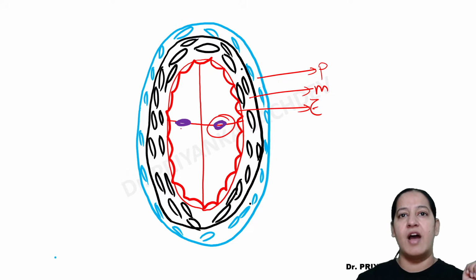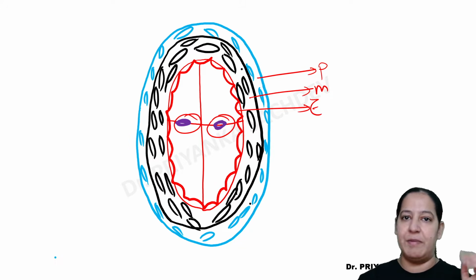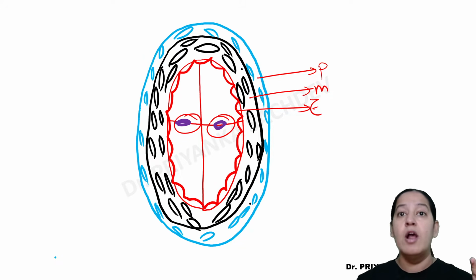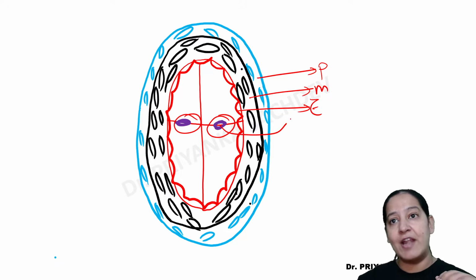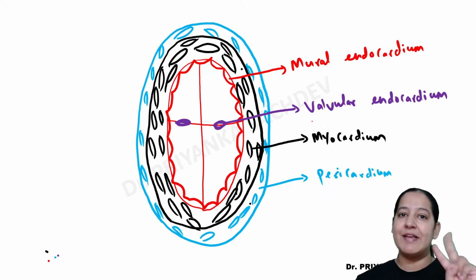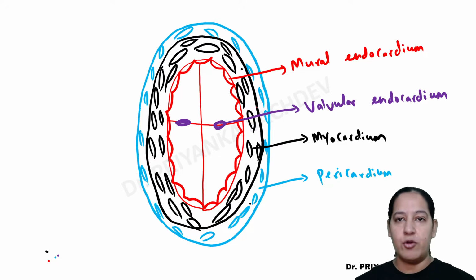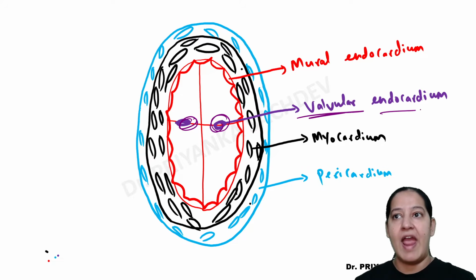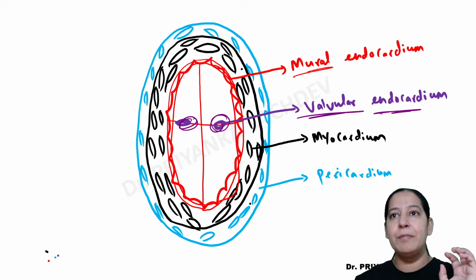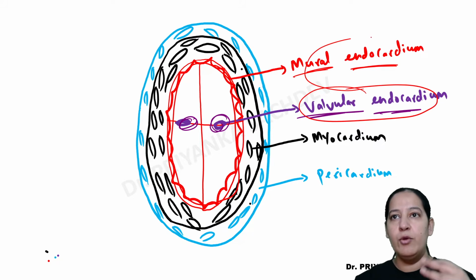These are the valves of the heart, that is the mitral valve and the tricuspid valve. Mitral valve on the left side, tricuspid valve on the right. Now valves are made up of only endocardium. So endocardium is basically of two types. The endocardium which is present over the valve is known as valvular endocardium, and the endocardium which is present over the rest of the heart is known as mural endocardium. So you can see valvular endocardium and mural endocardium.